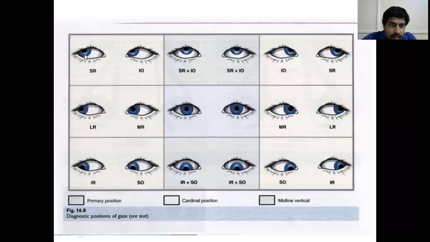Similarly, in dextro elevation, for the right eye the superior rectus muscle contracts, and for the left eye the inferior oblique muscle contracts. So suppose in dextro elevation the right eye is not moving upwards, the superior rectus is paretic. If the left eye is not moving upwards, the inferior oblique muscle is paretic. Similarly, in dextro depression, if the right eye is not moving down, the inferior rectus of the right eye is paretic. If the left eye is not moving down, the superior oblique muscle of the left eye is paretic.